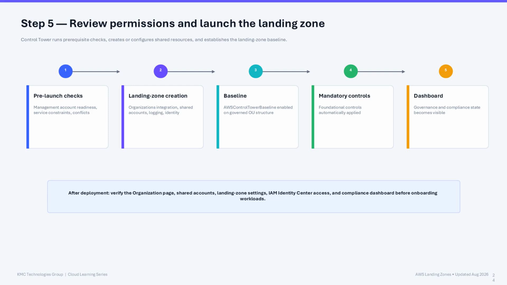Control Tower runs automated pre-launch checks, integrates with Organizations, establishes the shared security resources, configures the baseline, and applies mandatory governance. Once deployment finishes, do not immediately start moving workloads. First, verify the organization page, shared accounts, landing zone settings, Identity Center access, and Control Tower dashboard.